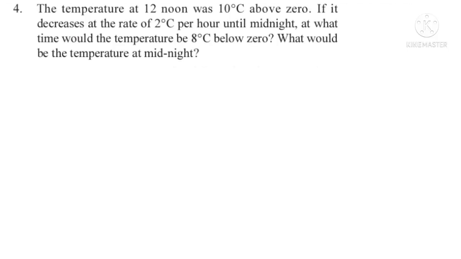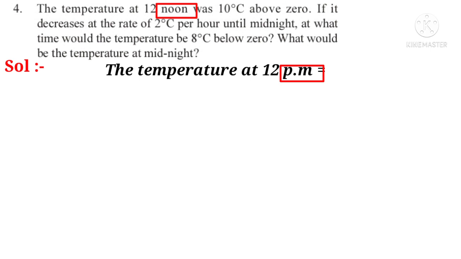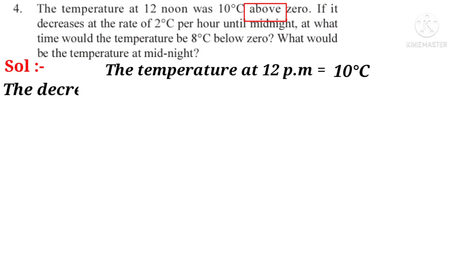Now fourth problem. The temperature at 12 noon was 10 degrees centigrade above zero. If it decreases at the rate of 2 degrees centigrade per hour until midnight, at what time would the temperature be 8 degrees centigrade below zero? What would be the temperature at midnight? Solution. The temperature at 12 noon. Noon indicates PM. So 12 PM is equal to. Observe the word above. Above indicates plus. So plus 10 degrees centigrade.